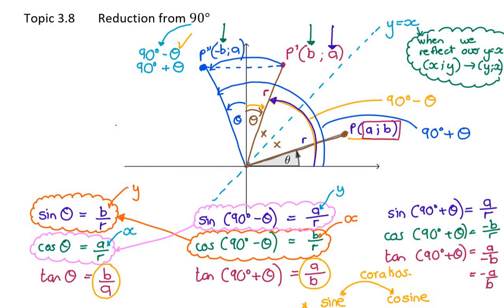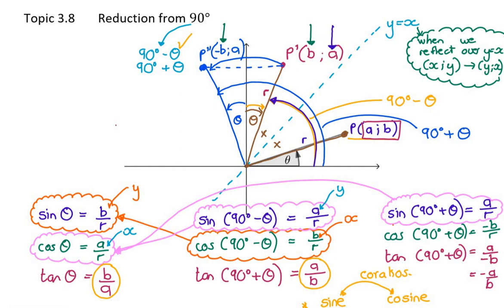Now we also want to compare, how does this compare to my original theta? So what we'll notice is that sine of 90 plus theta is a over r, which if I look at how that relates to theta, that's the same as cos of theta. So again, the moment I'm working from 90 degrees, what is a sine ratio is swapping to be the same as cos of theta. Now notice there's actually not even a sign difference because both of these are a over r.